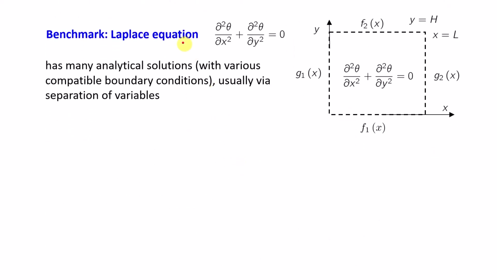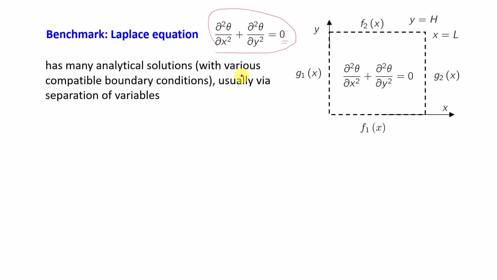For example, one of the benchmark problems could be the solution of the Laplace equation. The Laplace equation and Poisson equation are very similar. The Laplace equation is homogeneous, we have 0 here. In the Poisson equation, this will be non-zero on the right hand side. Now, for the Laplace equation, depending on the boundary condition, there are many analytical solutions available. Your boundary condition has to be compatible, meaning that you have 3 homogeneous and 1 non-homogeneous boundary condition. Then you can have an analytical solution.